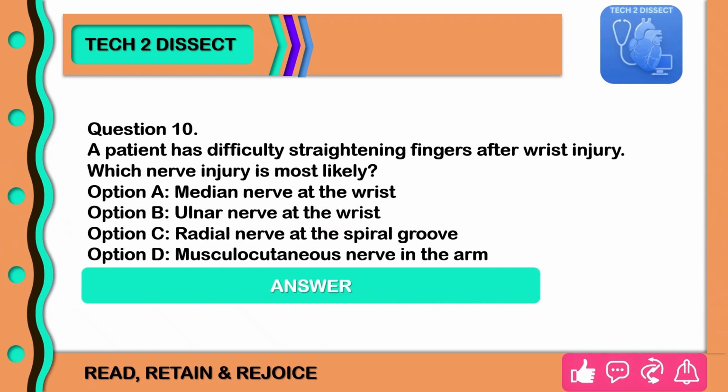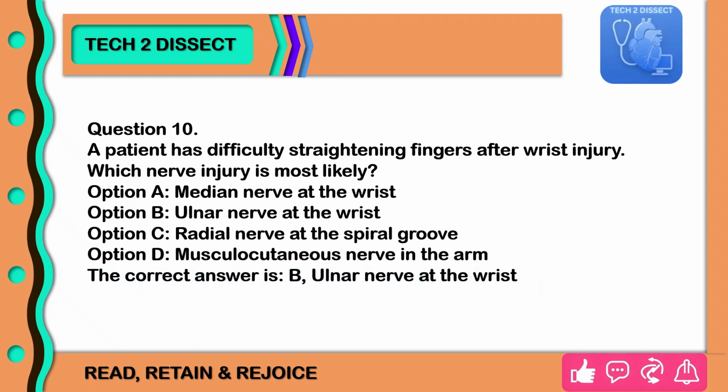Question 10. A patient has difficulty straightening fingers after wrist injury. Which nerve injury is most likely? Option A. Median nerve at the wrist. Option B. Ulnar nerve at the wrist. Option C. Radial nerve at the spiral groove. Option D. Musculocutaneous nerve in the arm. The correct answer is B. Ulnar nerve at the wrist.